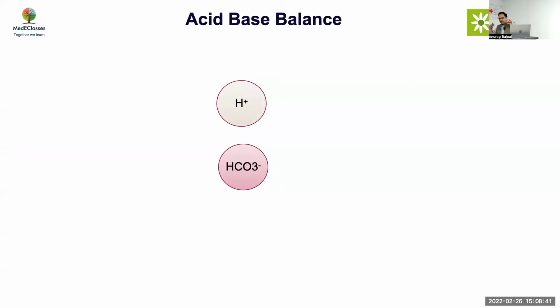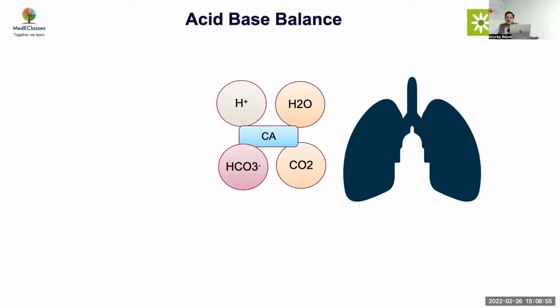So there is a big buffer available in the body, which neutralizes these situations. We've got proton and bicarbonate. Proton and bicarbonate, under the influence of carbonic anhydrase, form water and carbon dioxide, which are then expelled through respiration. So the most acute mechanism by which we handle acidosis would be to make it into CO2 and take it off from the lungs.